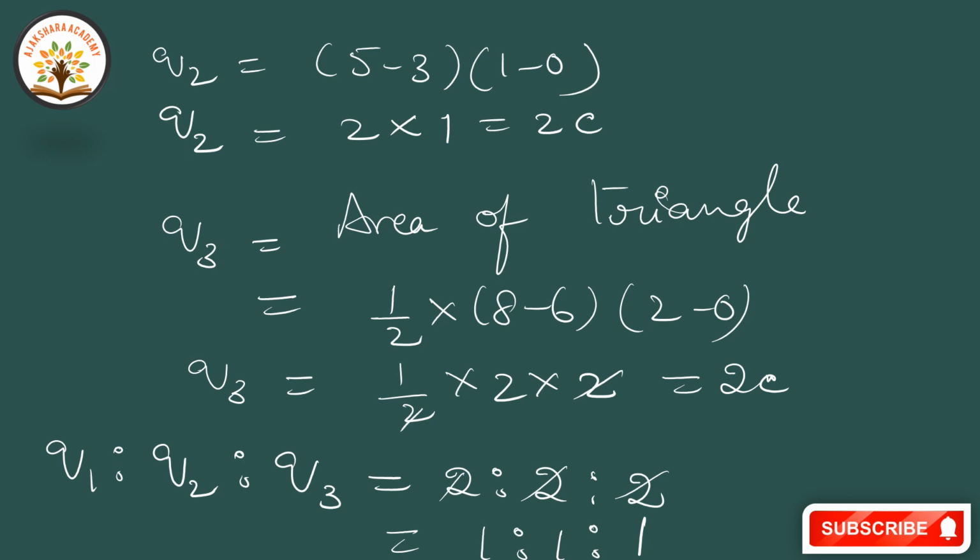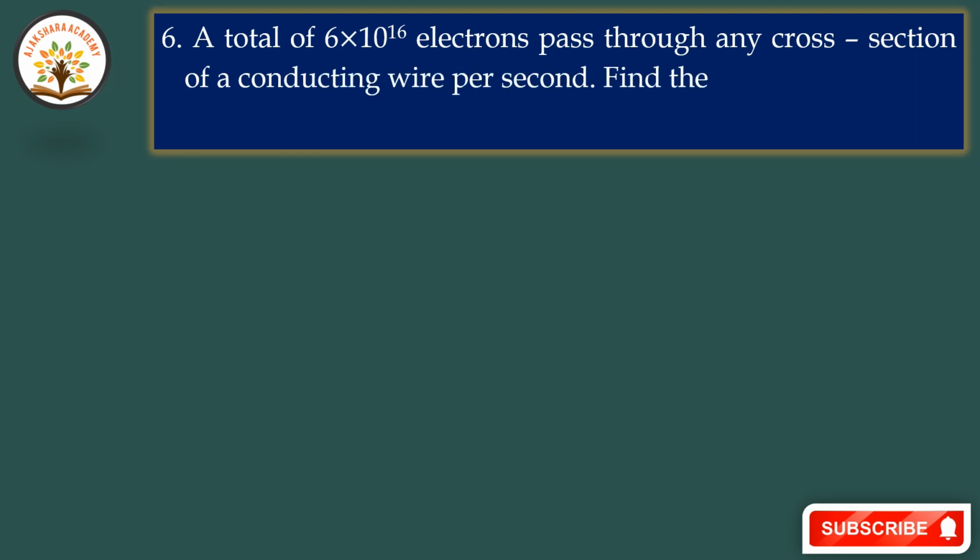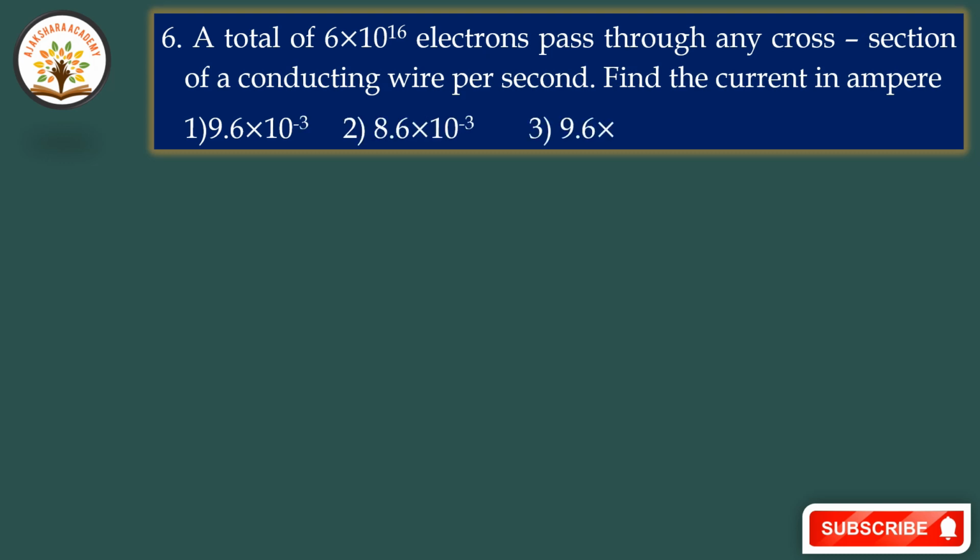Okay. Next we will go to the next question. A total of 6 into 10 to the power of 16 electrons pass through any cross section of a conducting wire per second. Find the current in amperes. Here we have to calculate the current in amperes. Now let us go to the solution.